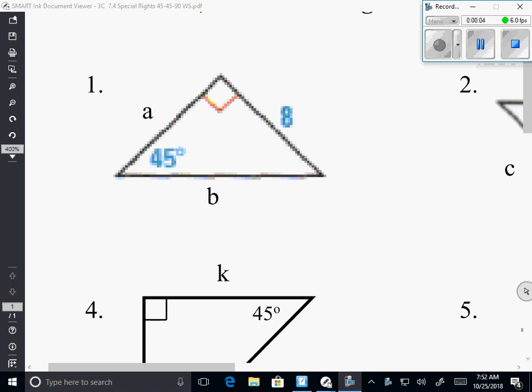Side that has the 45, 45, 90s. You kind of need to have your notes out too from yesterday, because that's where it's going to tell you all your formulas. If you can't read it, this is an 8. We've got a 45 in this corner. It tells us that that's going to be a right angle. We're asked to find all the missing sides.